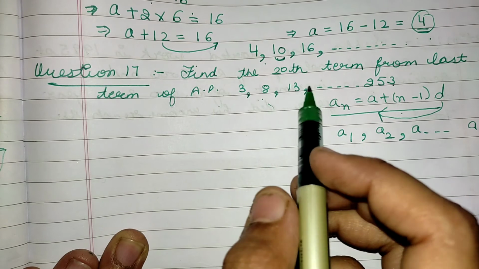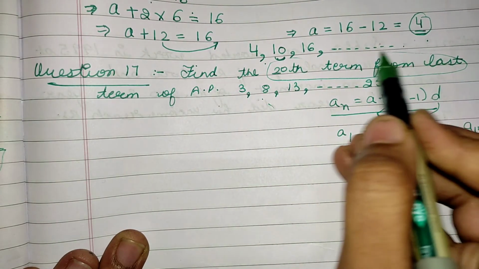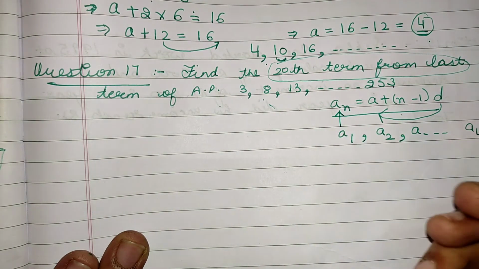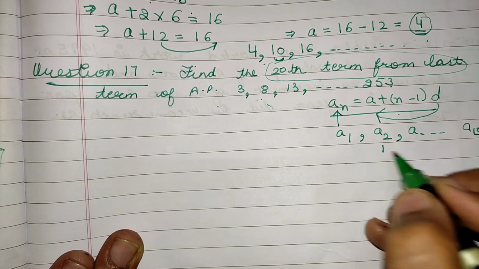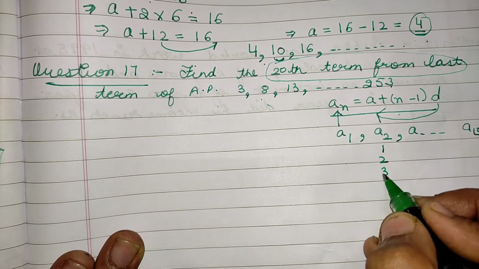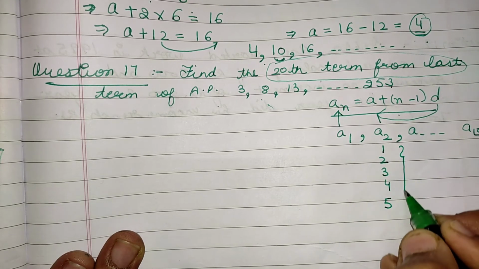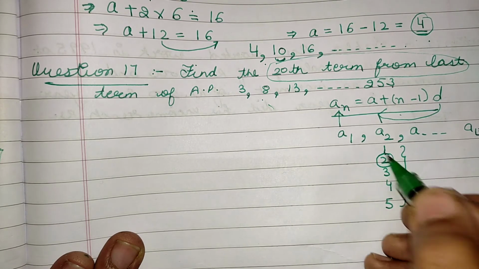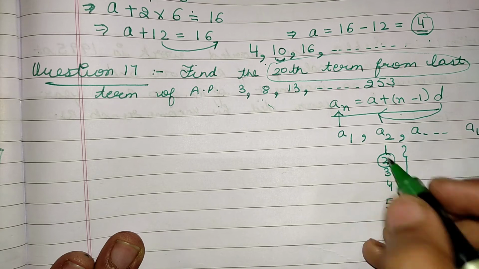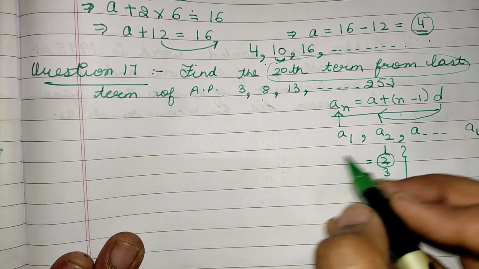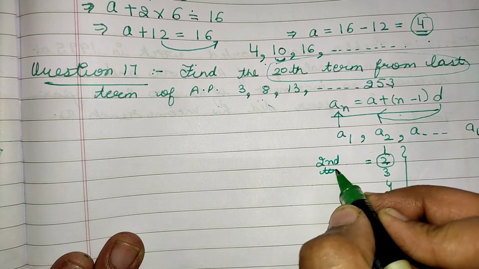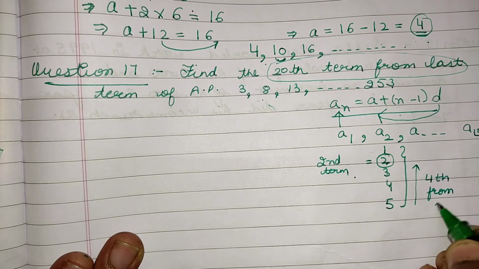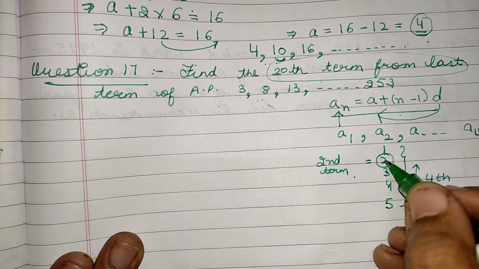So I have to find first which term from the starting the 20th term from the last is, because I know the formula to find any term from the starting only. I have explained this example also in my previous video. Suppose I have 5 terms in the AP, and it is given that, 1, 2, 3 and 4, this is my second term from the beginning and 4th term from the last, 1, 2, 3 and 4.